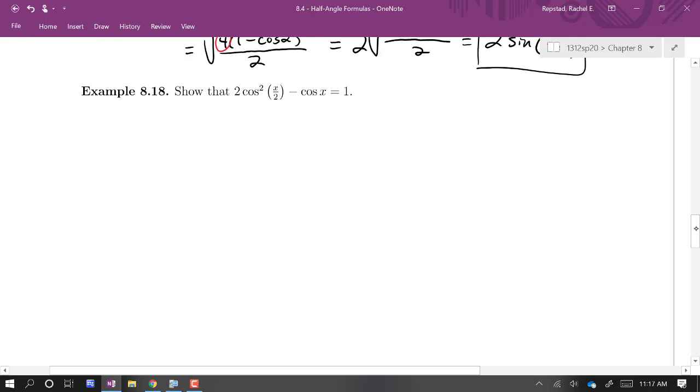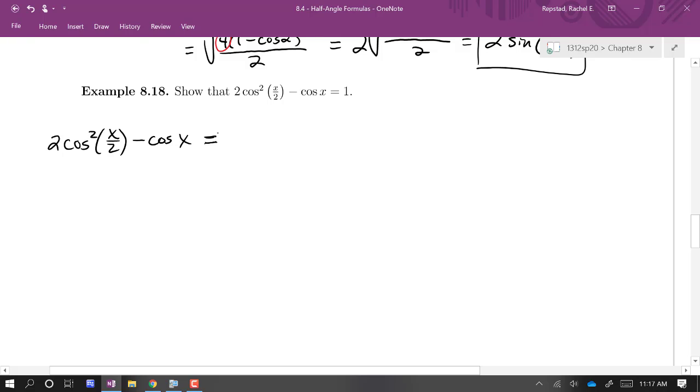Let's do another one. We're going to show that 2 times cosine squared of x over 2 minus cosine x is equal to 1. I think it's pretty clear that we're going to start on the left side because there's not a whole lot we're going to do on the right side. So I got 2 times cosine squared of x over 2 minus cosine x. So I've got a cosine of x over 2 and we're squaring the whole thing.